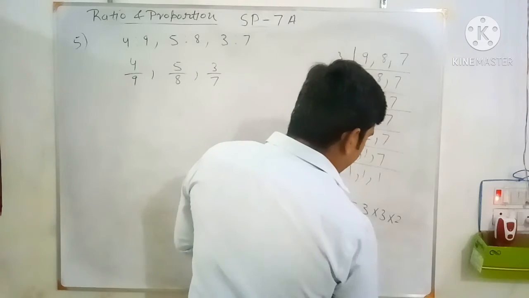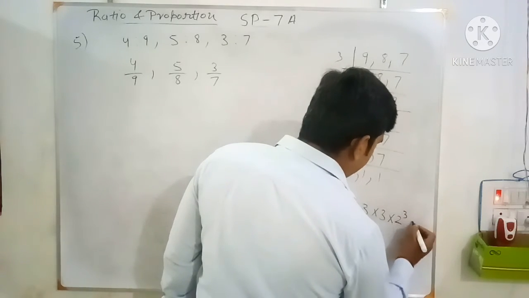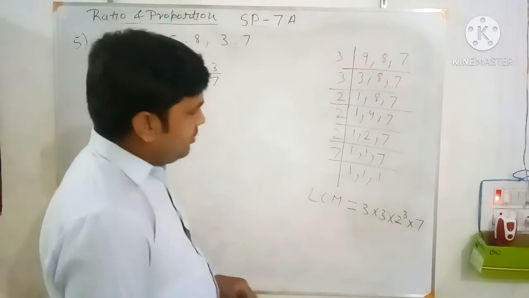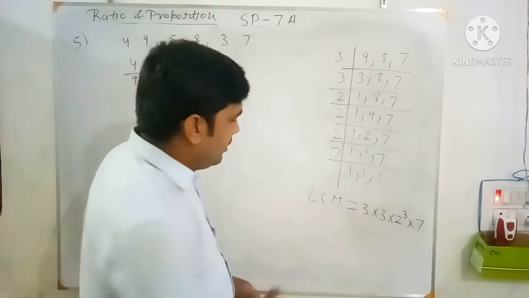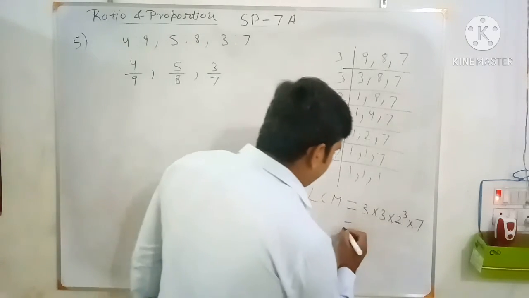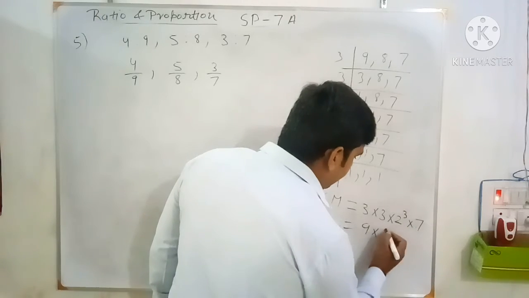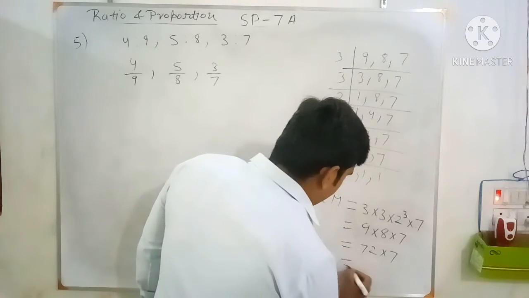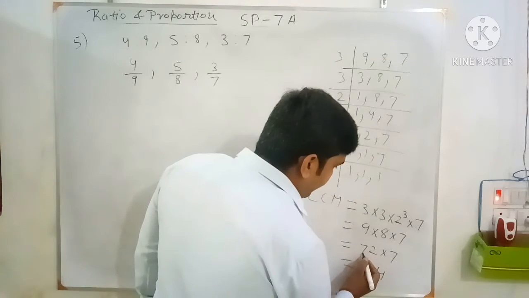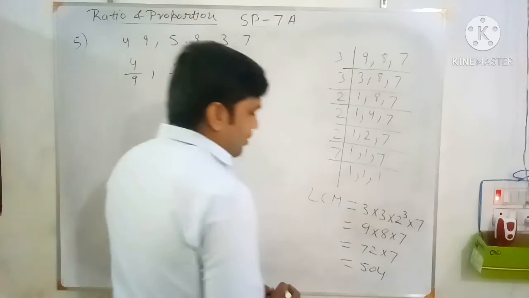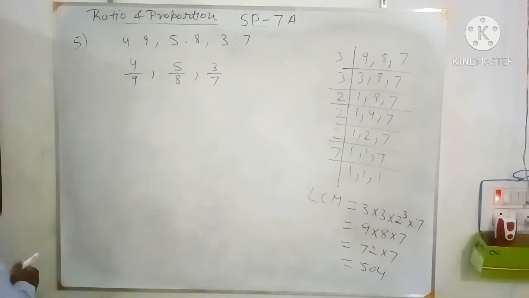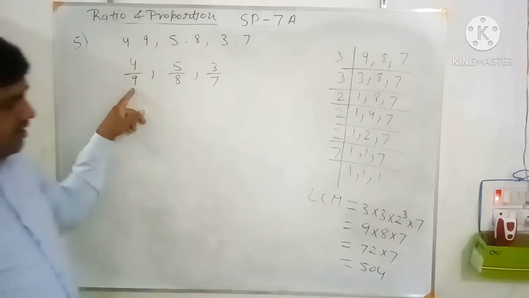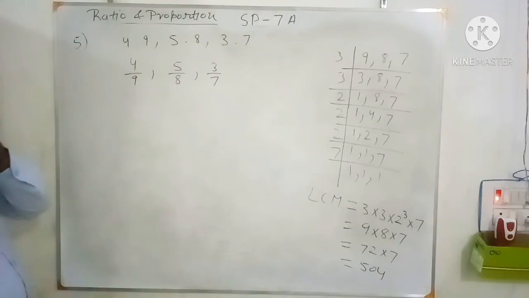What you got here? 3 3s multiply 2 3 times multiply 7. 2 to the power 3 means 2 is multiplied 3 times. Now 3 3s are 9, 9 into 8. So the LCM will be 3 3s are 9 and 2 cube is 8, into 7. So 9 8s are 72 multiply 7. So 7 2s are 14, carry 1, 7 7s are 49, 50. So the LCM we got 504. So convert each denominator of the fraction to 504. Or also you can find its value in the decimal also. That also you can do it. So you have both the things.